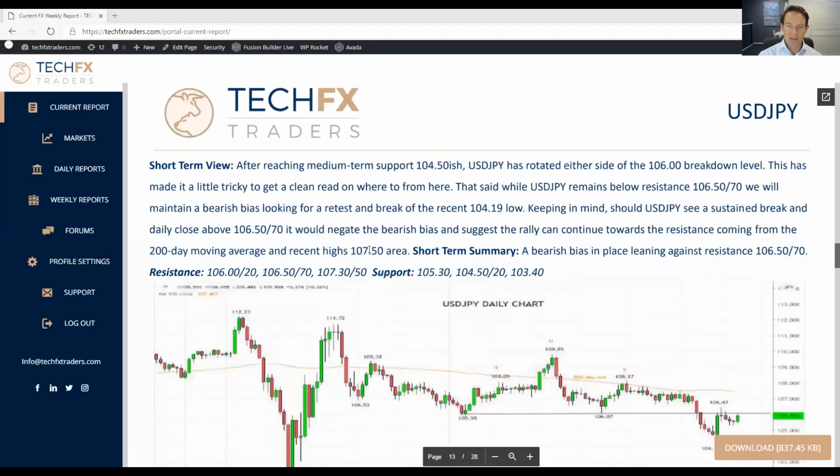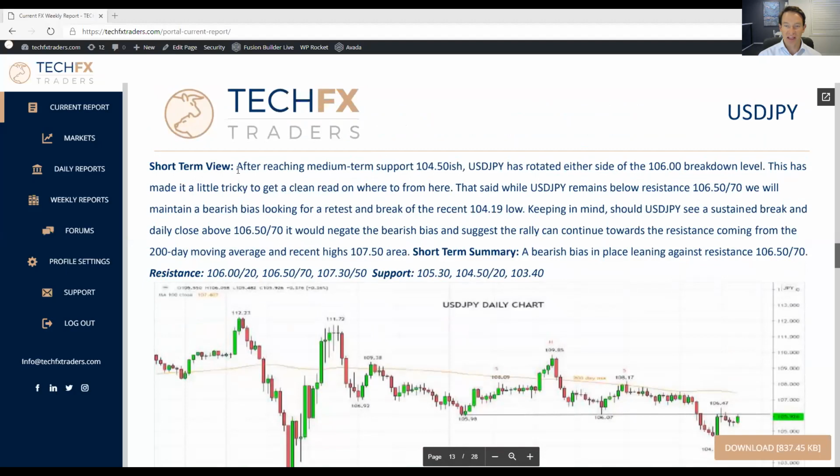If we turn now to an example of one of our reports, this is dollar yen, and you can see the analysis here finishes with a short-term summary. And this outlines our bias, whether it be bullish or bearish. In this example, it's bearish. Sometimes we're neutral, we don't have a high conviction view.